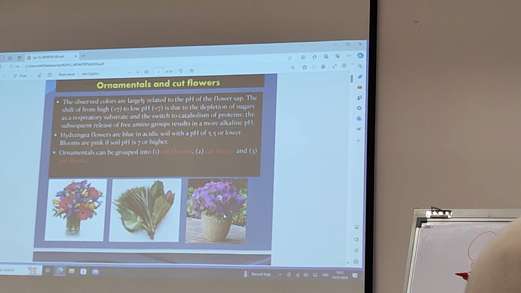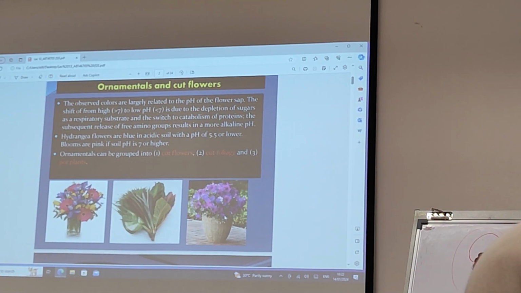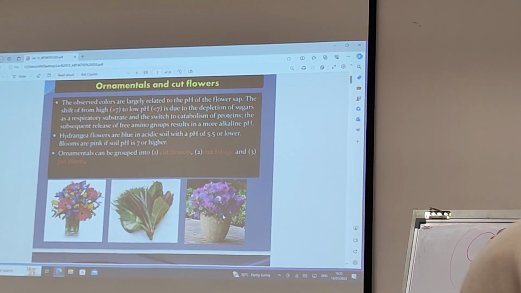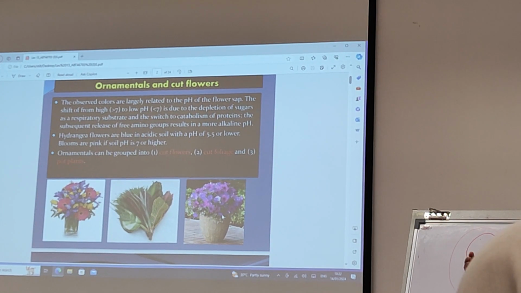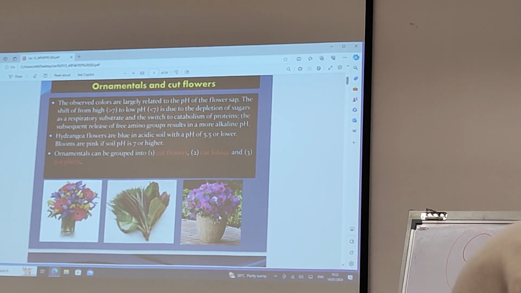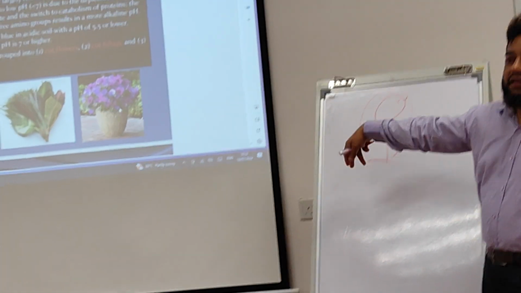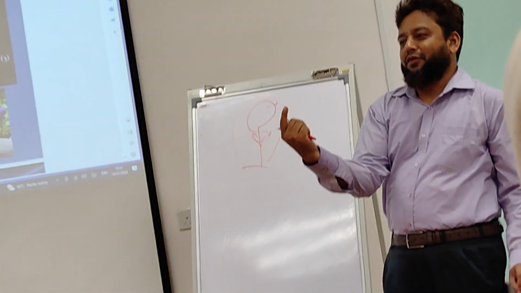this part we can call pedicel, right? So if we use, for example, one flower, it has some leaf also, maybe two or three leaves, and also one long stem, or you can also call it pedicel. If it looks like this, then this type of flower we can call cut flower. Can you tell me one cut flower name?